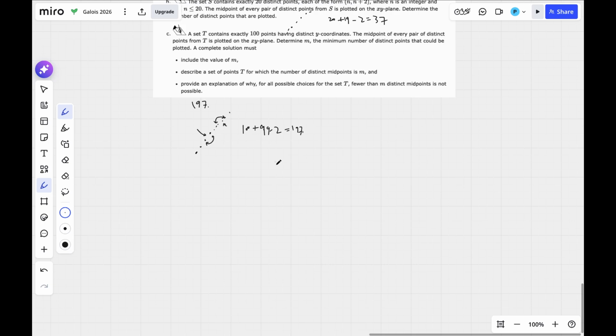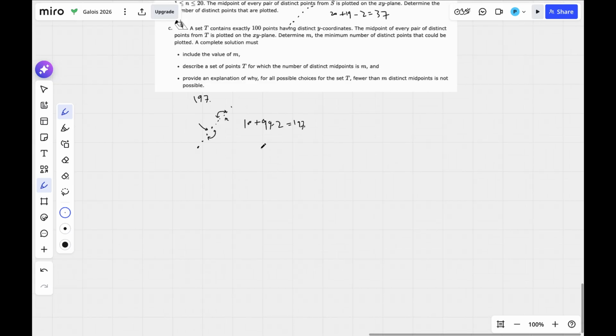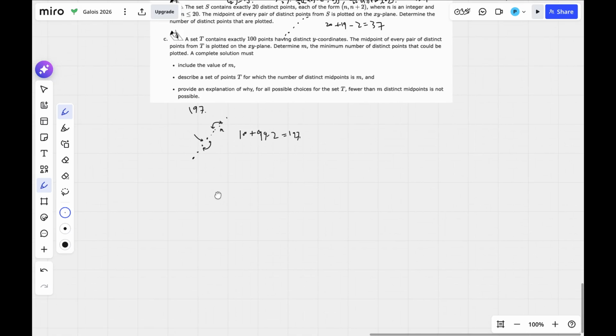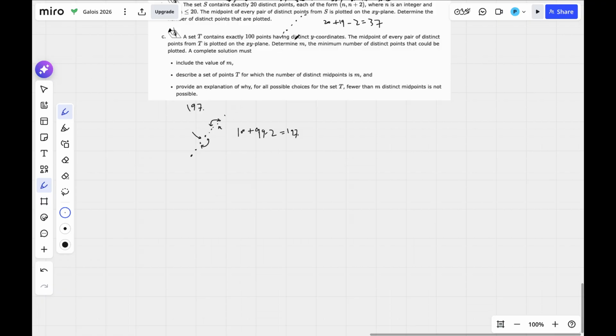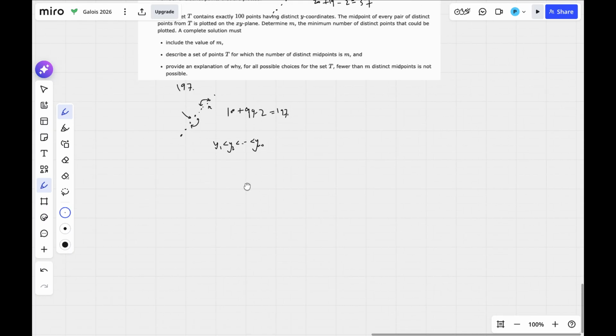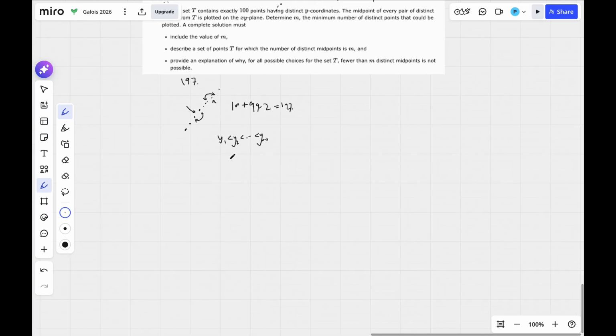So for example, if we pick this point in the middle, then these 2 points will get that midpoint. And if we pick this point, we can pick the 2 points on either side of it. So now we need to prove that this is in fact the minimum. So since we know that they are distinct y-coordinates, first we can sort them. So let's let y1 be less than y2 and so on until y100.